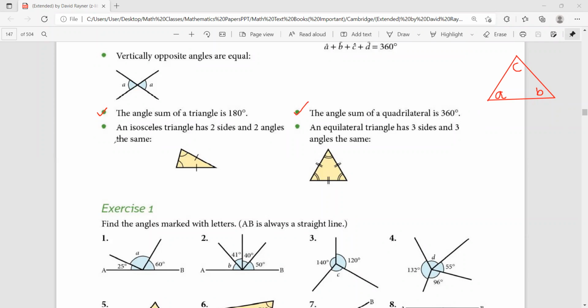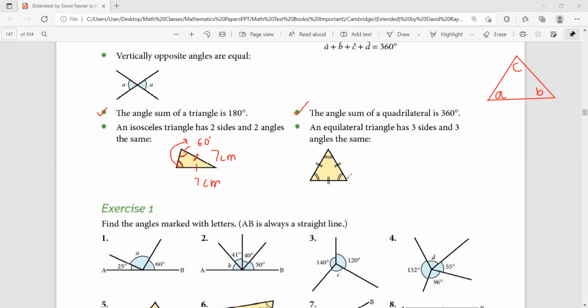And the other one, an isosceles triangle has two sides and two angles the same. Remember, if these two sides are the same, these two angles also should be the same. If I say this side is 7 centimeters, then the other side also should be 7 centimeters. And if this angle is 60 degrees, the other angle also should be 60 degrees. So that is what they say. Here also should be 60.